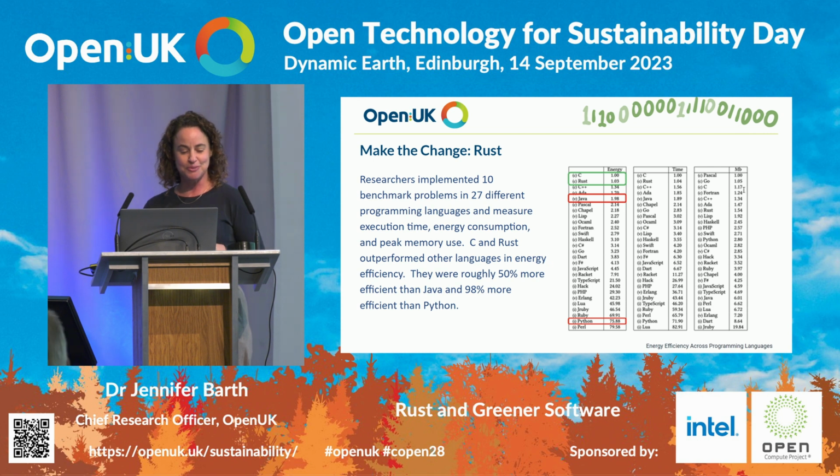So, 10 benchmark problems in 27 different programming languages measured execution time, energy consumption, and peak memory use. C and Rust outperformed other languages in energy efficiency. And that's obviously a very big number, 98% more efficient than Python. But knowing it has that efficiency and saying this is why we're doing this is part of how you can begin to learn about doing this differently. You need to be aware that this is the change you're making. And that's what research like this can often do, and why this study, now from, I think, 2017, is so highly quoted.